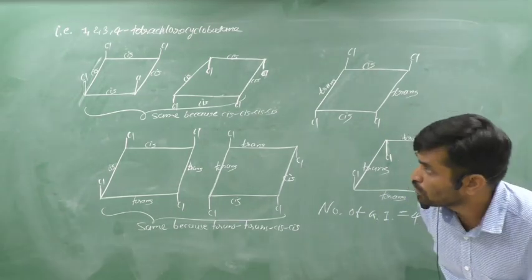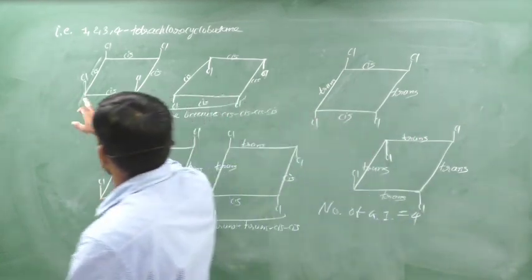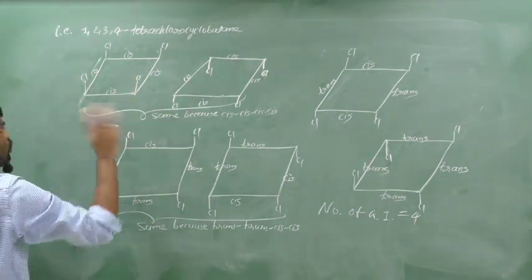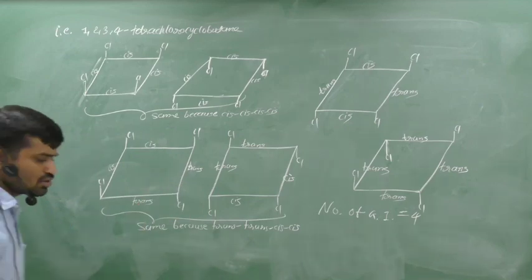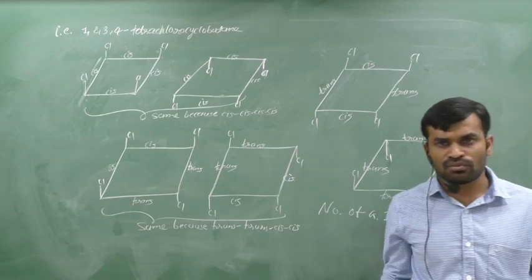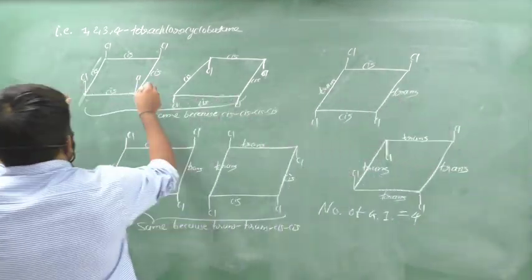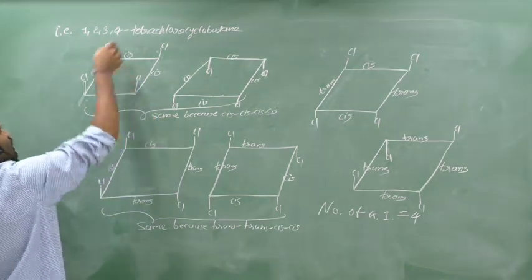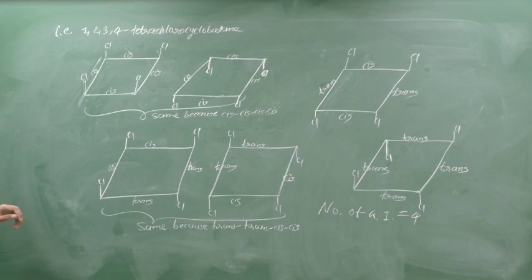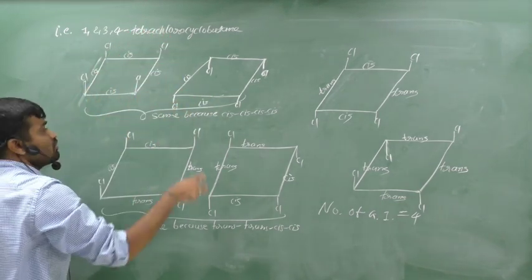tetrachlorocyclobutane. 1,2,3,4 tetrachlorocyclobutane. It is a cyclobutane ring, and the positions are 1, 2, 3, 4. All positions have chlorine as the substituent. Clear? We can think about the possibilities. Now we cannot apply the formula because it is a special case. First, we can think that all chlorines are upside from the plane. Or the second possibility is all chlorines are downside from the plane.